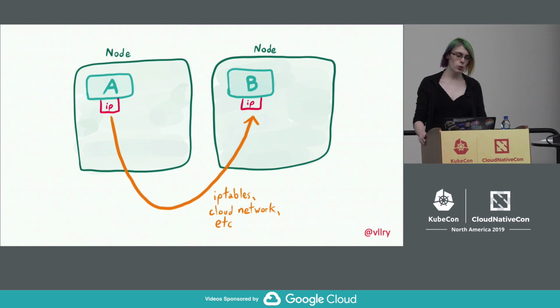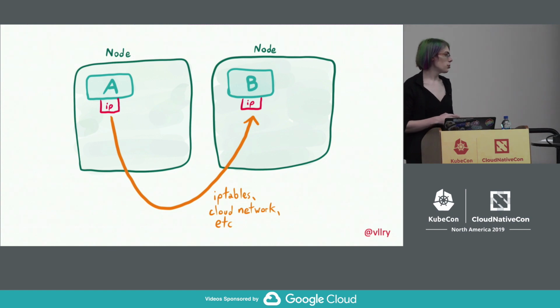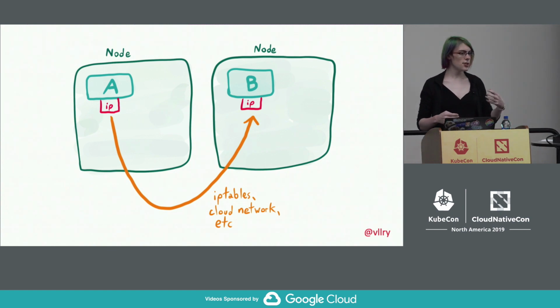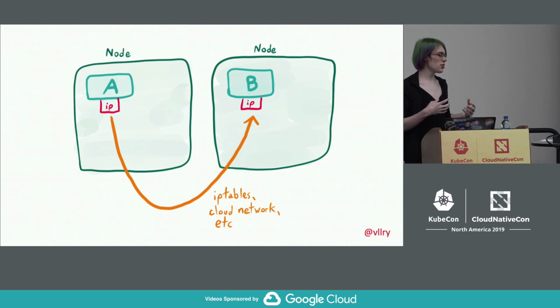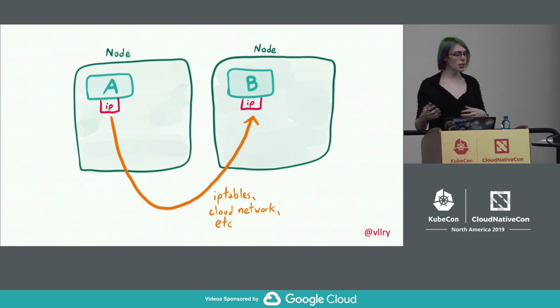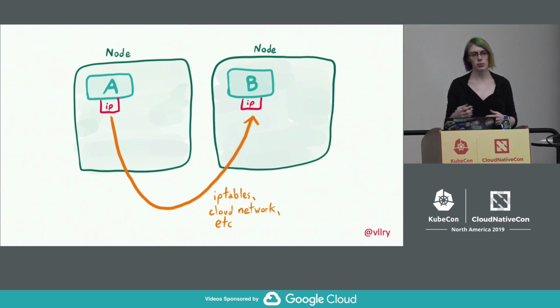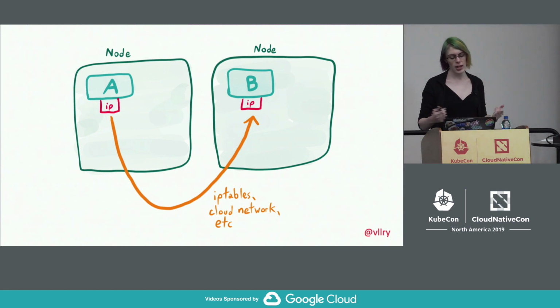The CNI driver is responsible for actually handling IP allocation and dealing with routing from thing to thing. So the driver is responsible for managing your IP space, pulling down some IP, giving it to a pod, and then making sure that some kind of routing system and rules exist, be it iptables or eBPF or some kind of cloud system, to actually get your packets from A to B.